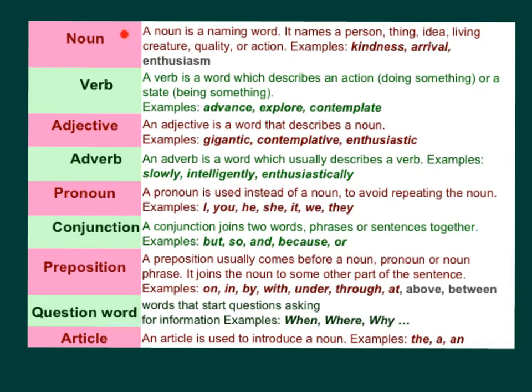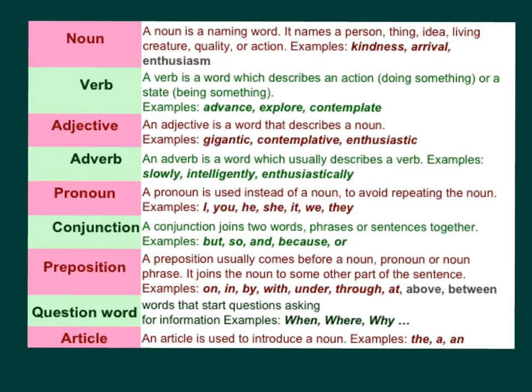Noun. A noun is a naming word. It names a person, thing, idea, living creature, quality, or action. Some examples: kindness, arrival, enthusiasm. Verb. A verb is a word which describes an action, like doing something, or a state of being something. Some examples: advance, explore, contemplate.